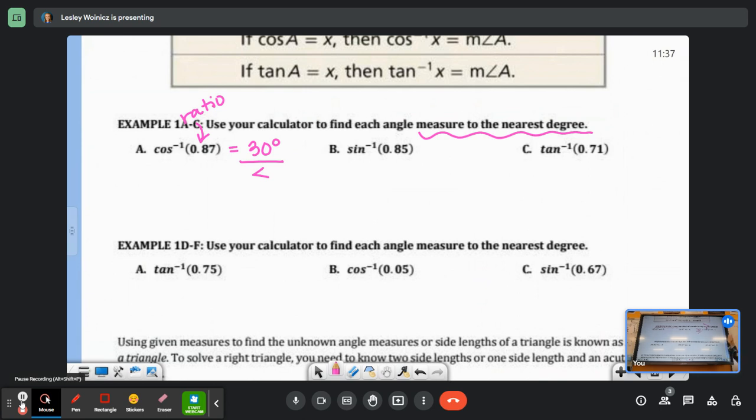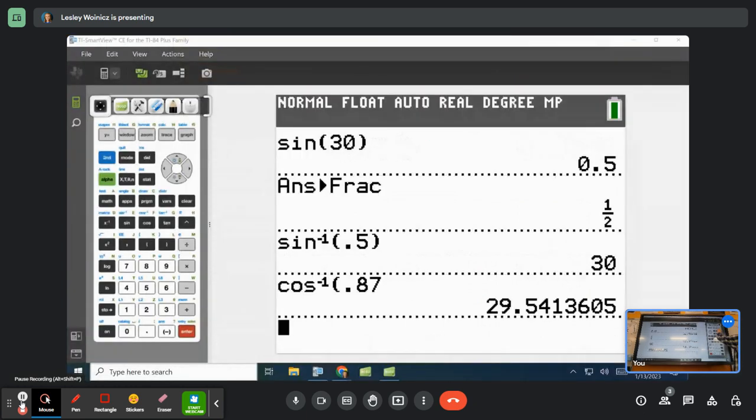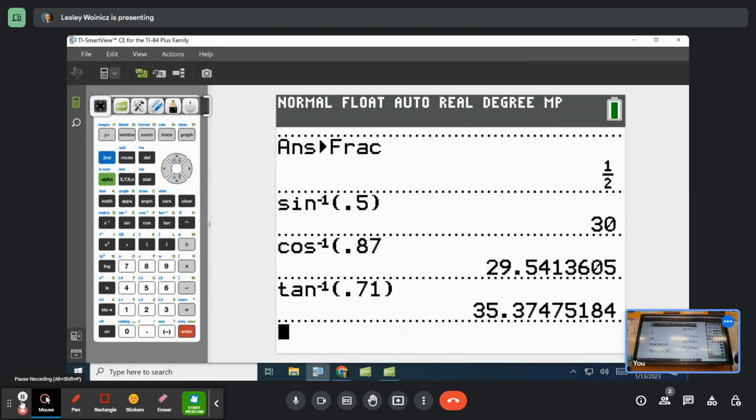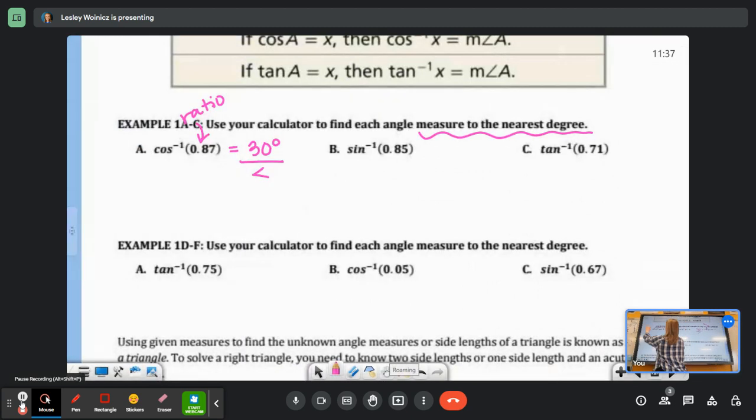Okay, we've already done a sine one. Let's do a tangent one, and then we'll be done with this row. Okay, let's do tangent inverse of 0.71. Inverse tangent of, was it 0.71? Yep. Thank you. 35 degrees, I'm getting. So this is the angle, and this is the ratio.